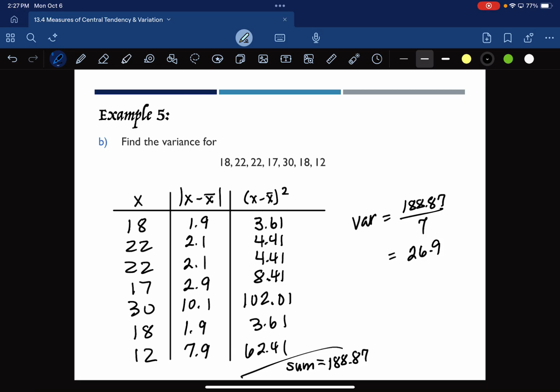I have 27 written down. Is it rounded? It should be 27. Okay, is it rounded to 27? I might have written it down wrong. 27, so I'll just write 27.0. Okay, so this is the variance.